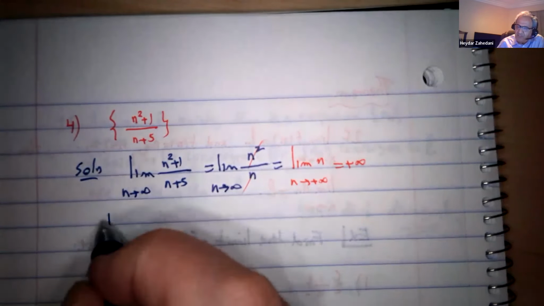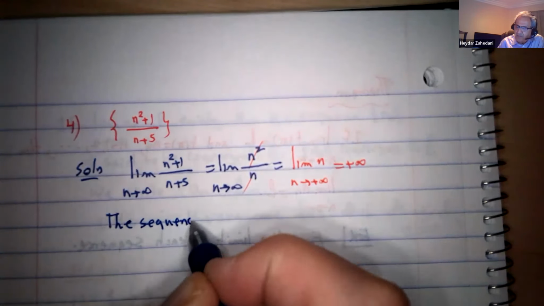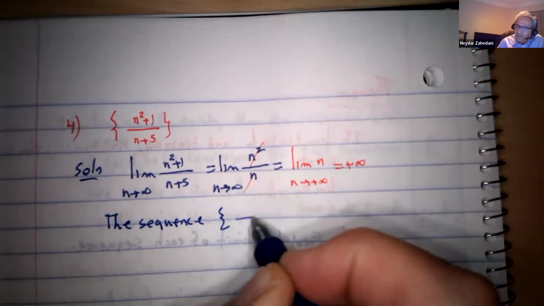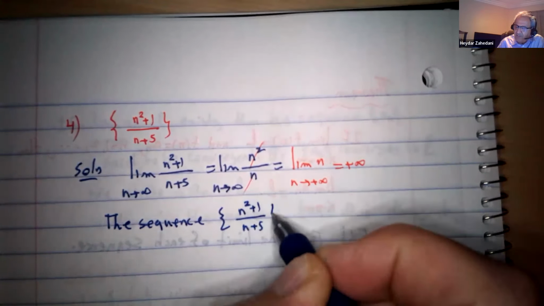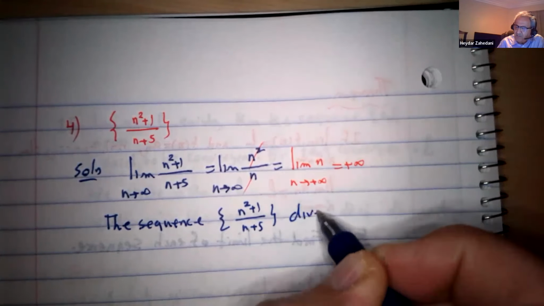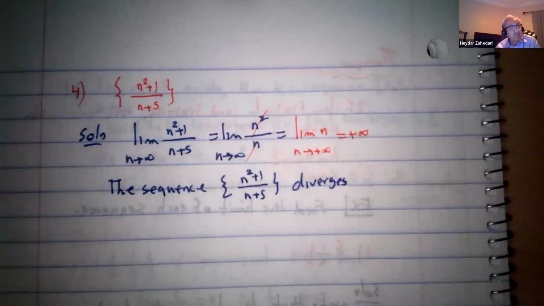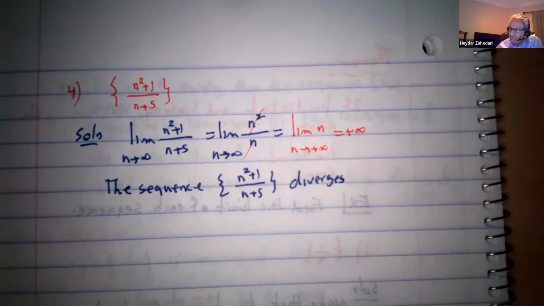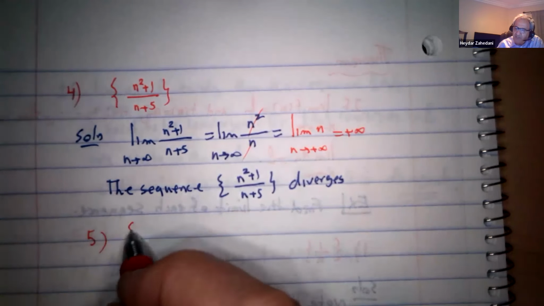So the sequence diverges. Okay, so the sequence n squared plus 1 over n plus 5 diverges. This means you cannot find the limit. Okay, so this is going to be very, very popular to get. Give you another one. This sequence is also very popular.